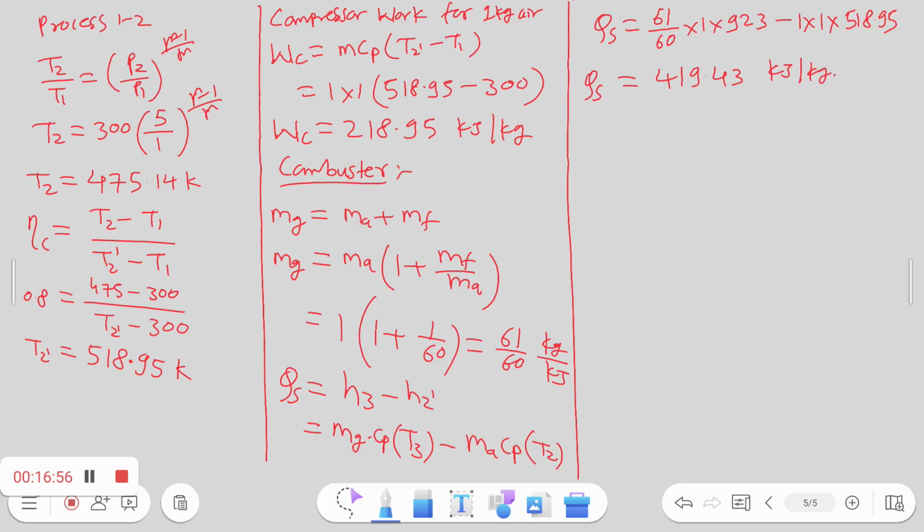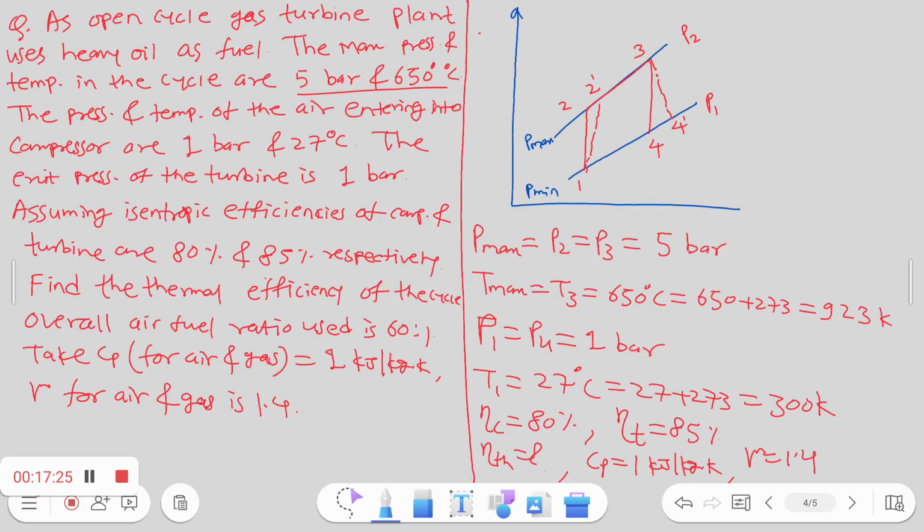Turbine work, right? Now to calculate the turbine work, the actual temperature should be known at the outlet of turbine. At the inlet of turbine, temperature is known. The theoretical temperature at the outlet is also known. Okay, so how to calculate the actual temperature? By using the efficiency formula. I know T3.